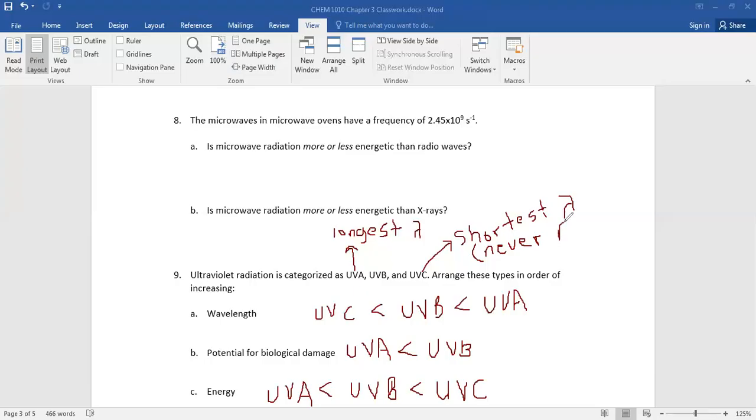So UVC never reaches the Earth. And the reason why it never reaches the Earth is because we have an ozone layer in our stratosphere that blocks it. So it never reaches our troposphere. It never reaches the surface of the Earth. So it doesn't have a potential to cause biological damage because it never reaches us. But UVB does reach us, and it has a higher energy than UVA, so it has a greater potential for biological damage than UVA.